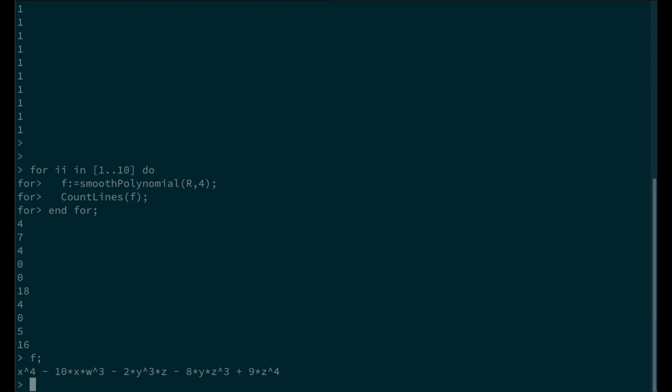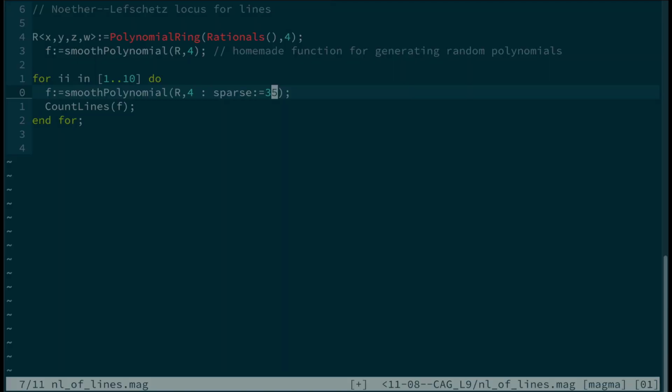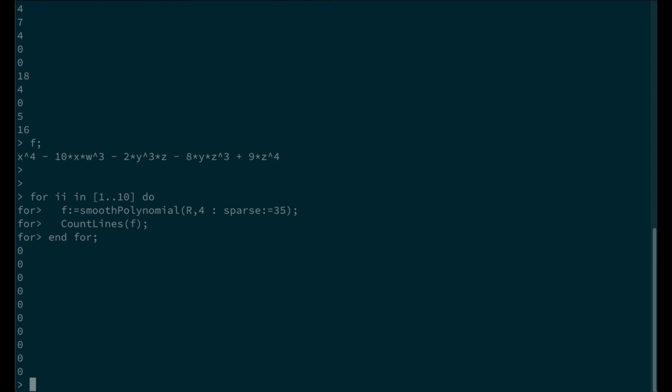By default, they come with 5 monomials. So now I change this. I say use 35 monomials. That's the maximum number of monomials of degree 4 in 4 variables. And now our 10 experiments really did find random polynomials giving quartics with no lines in them. So these zeros are the number of lines. At least that agrees with our expectation that with probability 1, we should hit a quartic with no lines whatsoever.